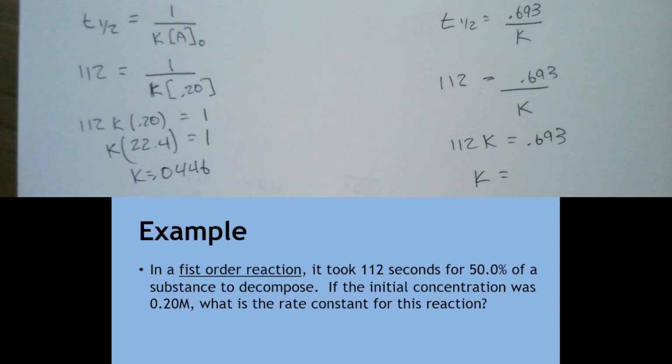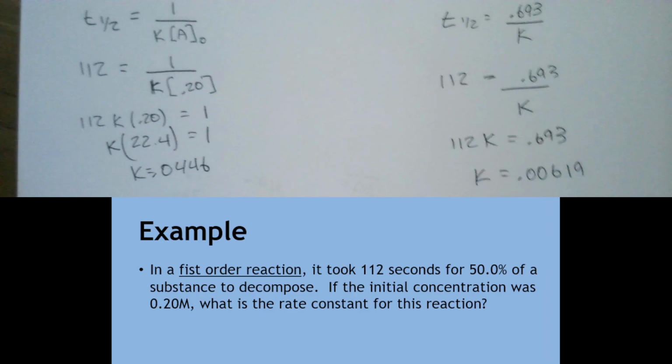I'm going to do my math. 0.693 divided by 112, and I get 0.00619. So your rate constant, it really matters which formula you use.